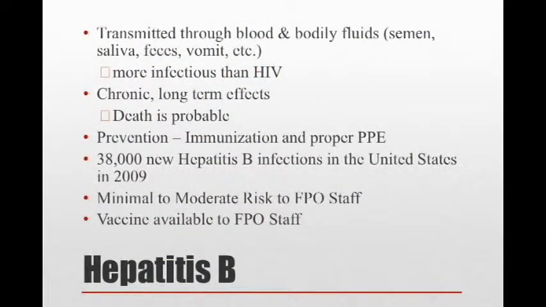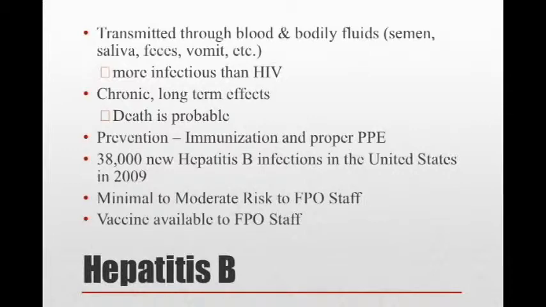Hepatitis B is transmitted through blood and bodily fluids, i.e. semen, saliva, feces, vomit, etc. It is much more infectious than HIV. It can have chronic long-term effects, and if you do get it, it probably will kill you. If you do have it chronically, sorry. Once again, prevention is through immunization and proper PPE. Again, you can get a Hep B vaccine through the seminary. There were 38,000 new Hep B infections in the United States in 2009.